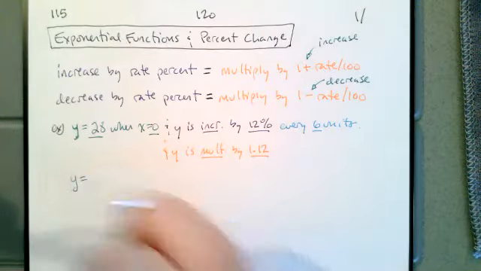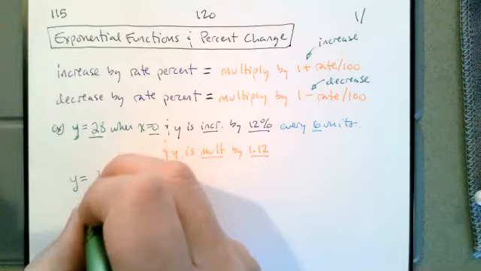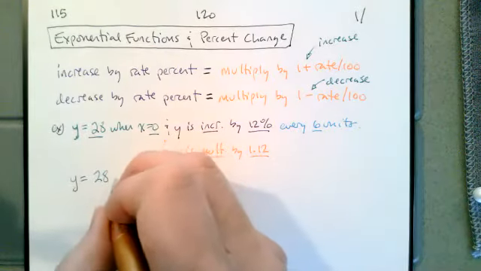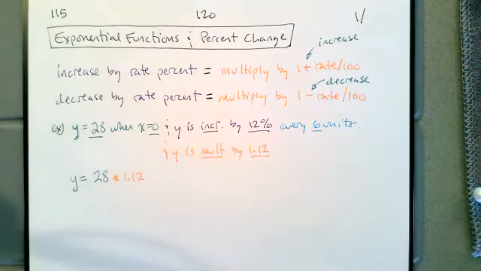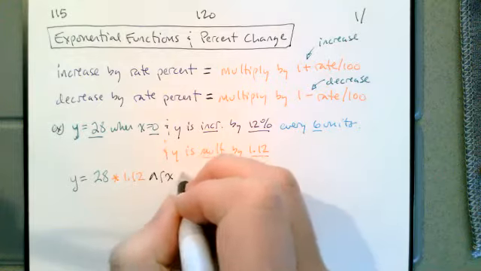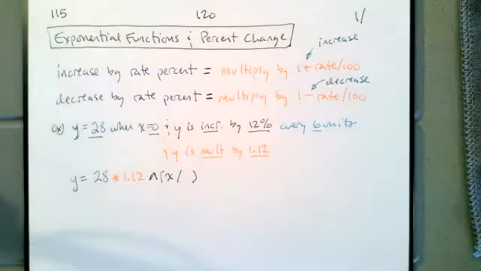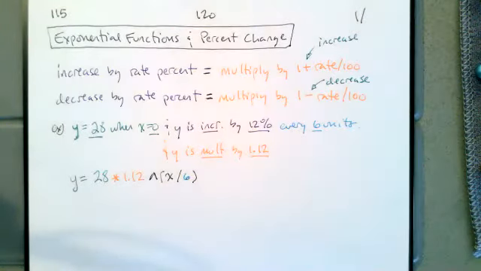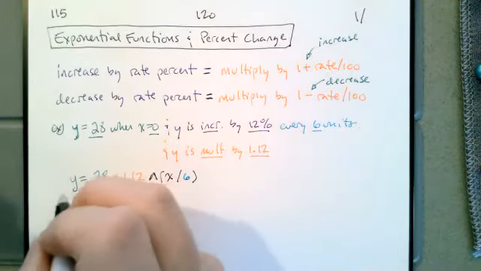We could say that y is equal to, we'll start with 28, and then we'll multiply by 1.12. And we're doing this a bunch of times, so we'll use an exponent. We'll raise this to an x. But we only multiply by 1.12 every time we get a multiple of 6. So to make the step size equal to 6, I raise this to the x over 6 power. So by translating our increasing by a percent into a multiplier, we can write the equation describing what's going on in the function.